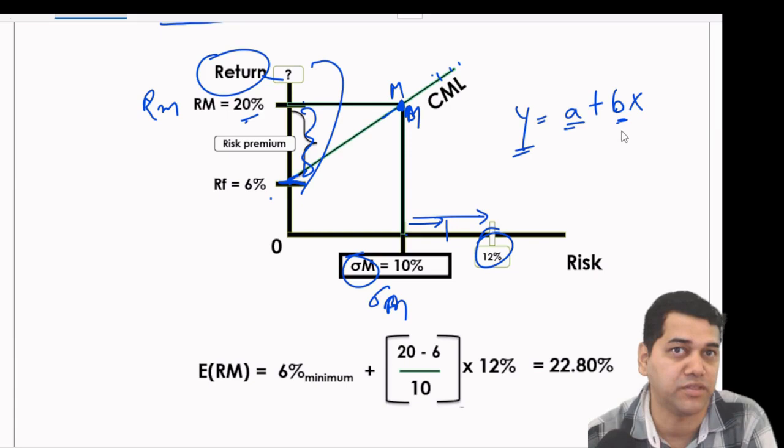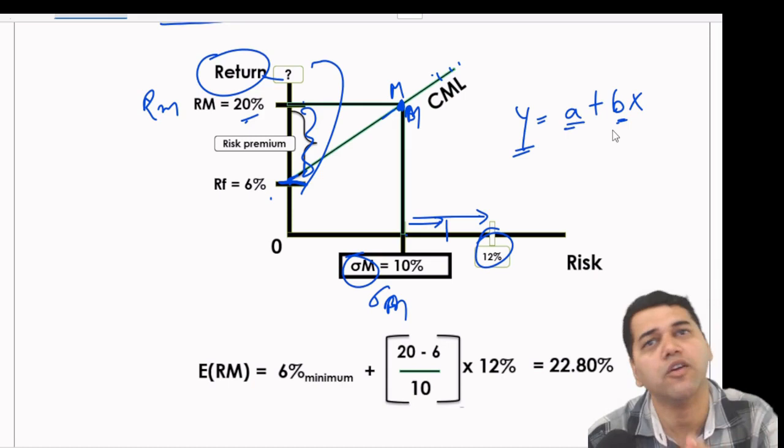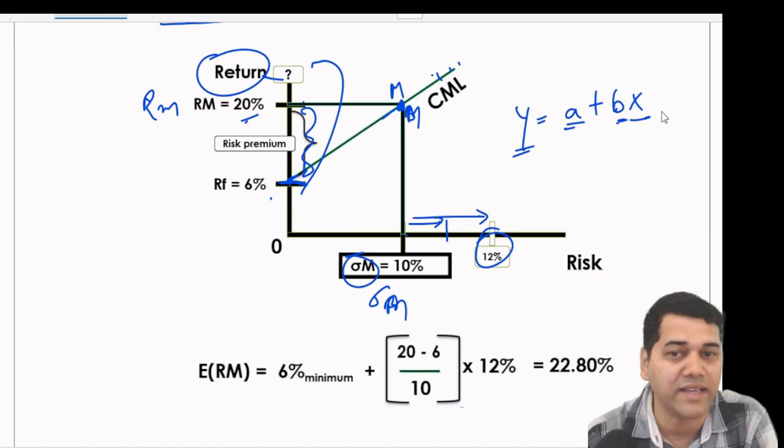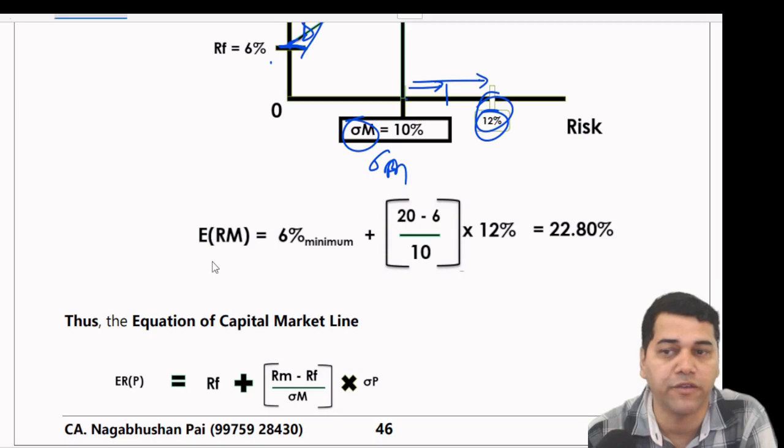Beta is something like change. How much? Something like a correlation. We'll discuss that, to X. X is 12%. So here in the capital market, if you want to know what your expectation is, 6% minimum.